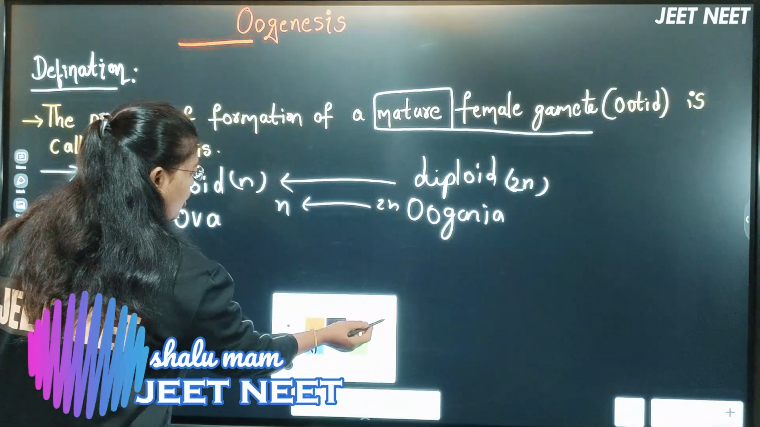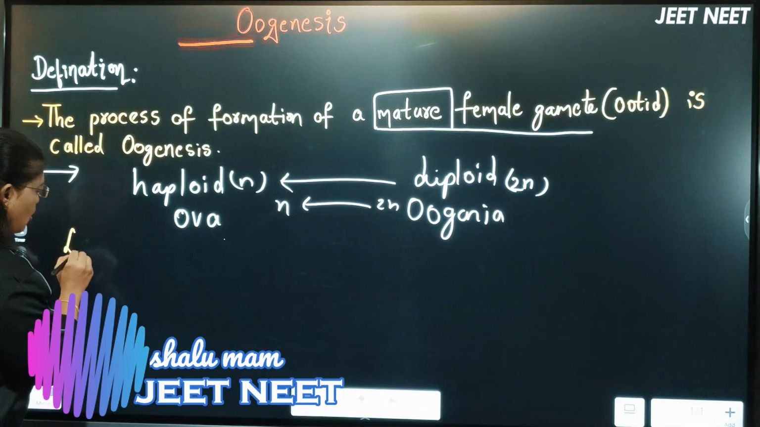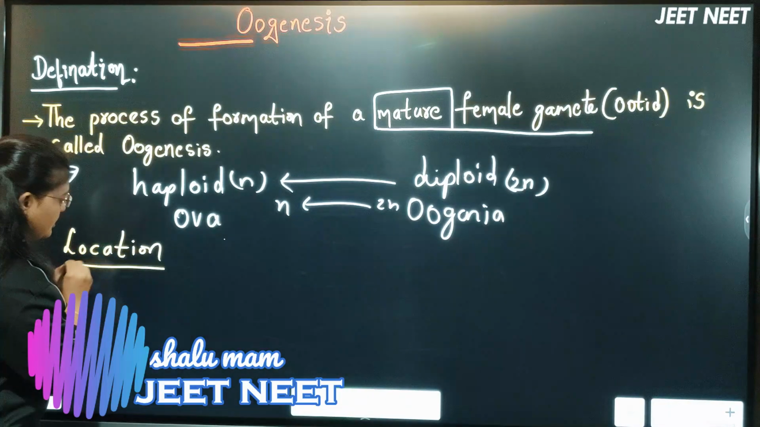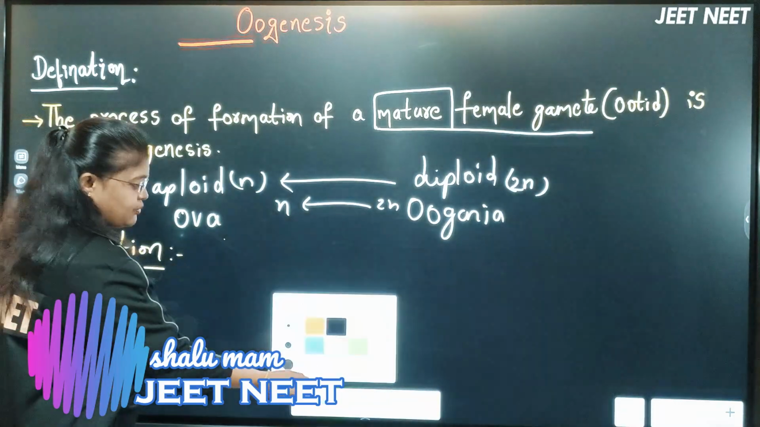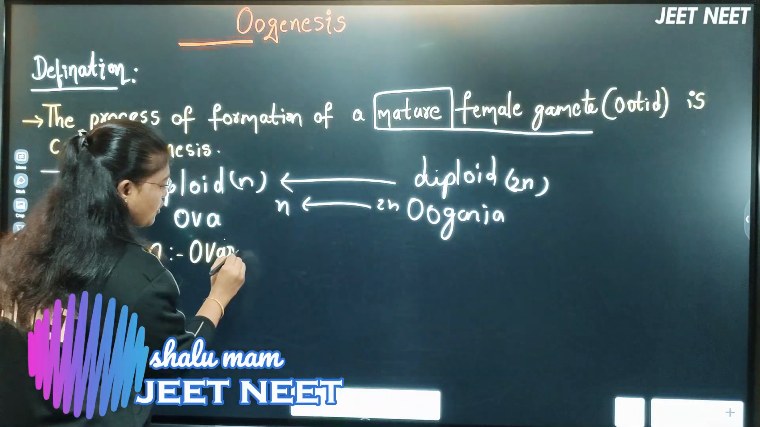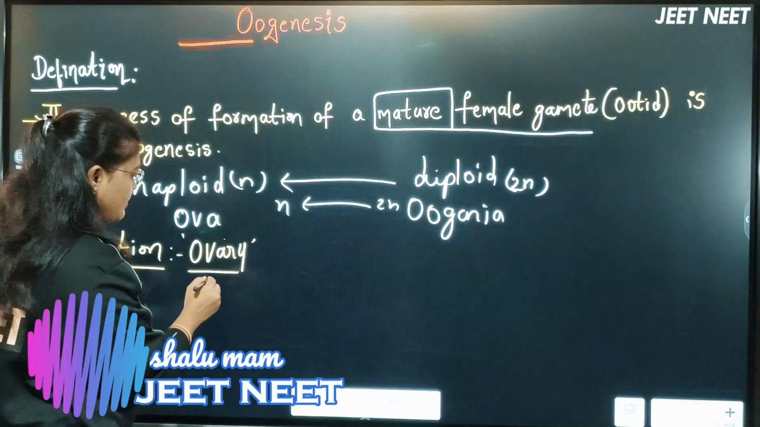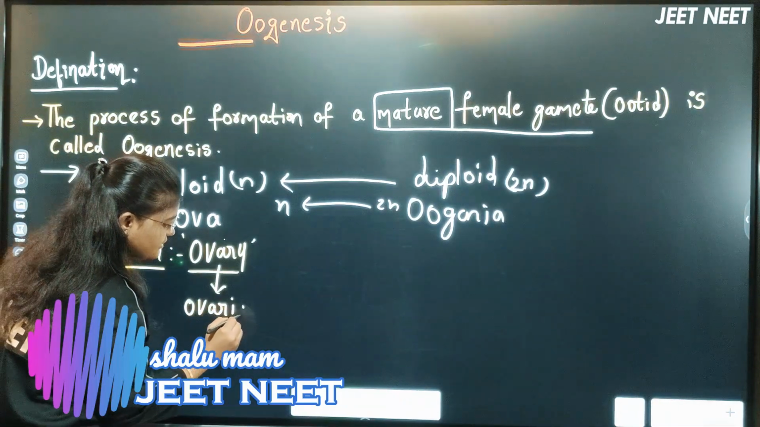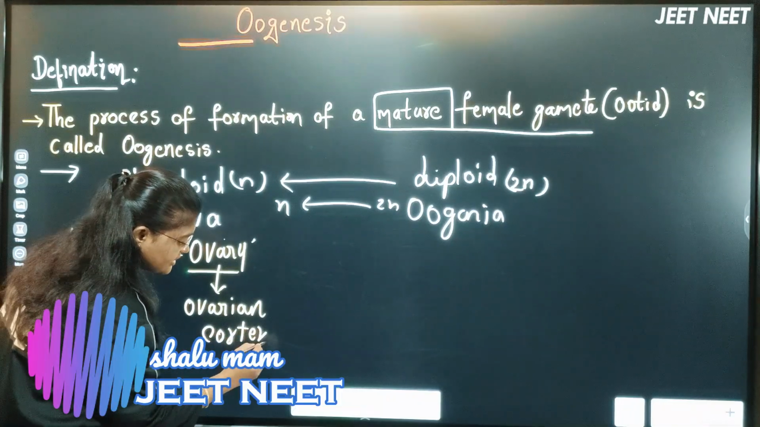Where is the location of occurrence of this oogenesis process? Most of you know that the oogenesis process will happen in the ovary, right? In the ovary, where is it going to happen? It is going to happen in the place called the ovarian cortex, right?